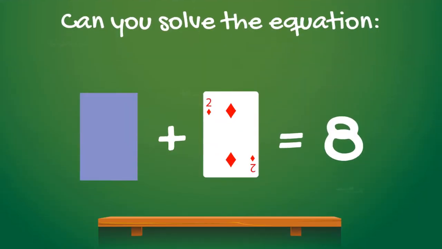Okay, let's play a card game. I have 2 cards here. One of them is a 2. The other one, I'm not telling you what it is. But I will give you a clue. When I add the 2 of them together, I get 8. Can you solve the equation? Pause the video and write down an answer.